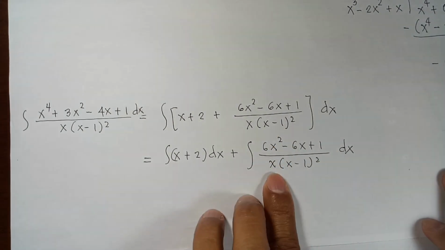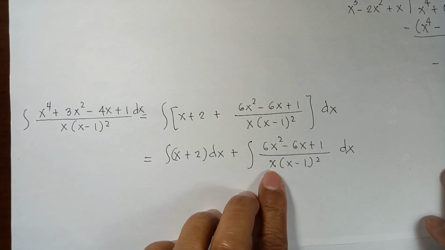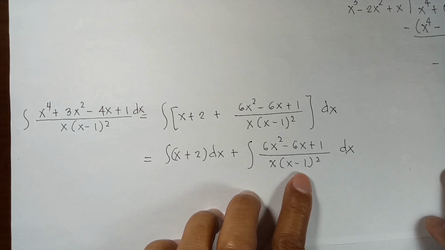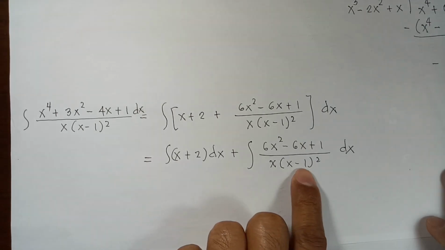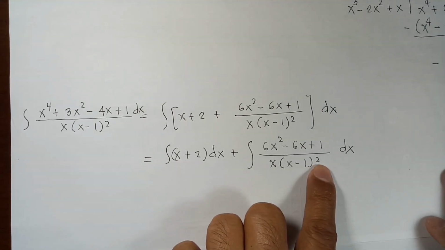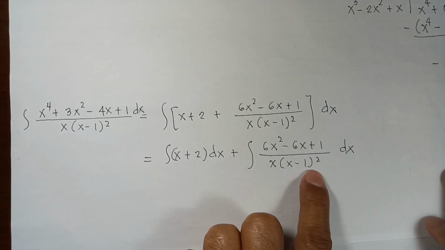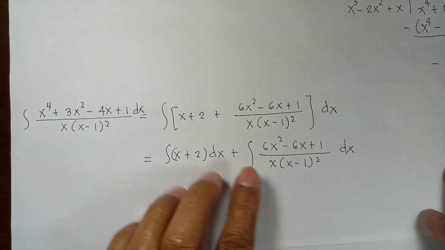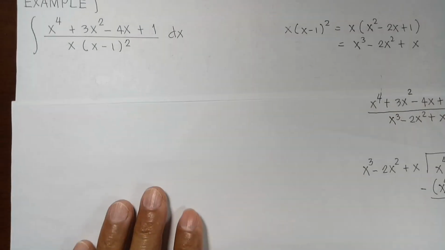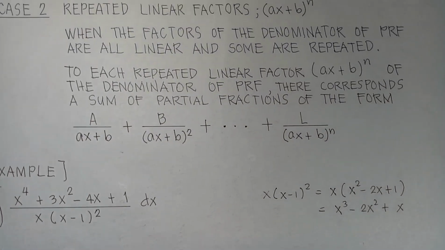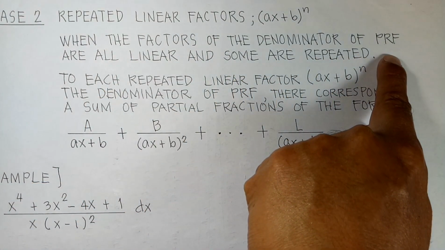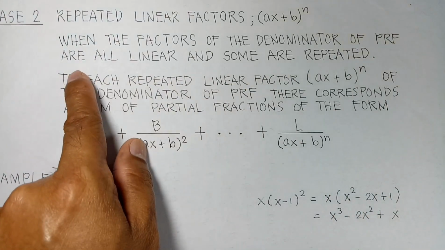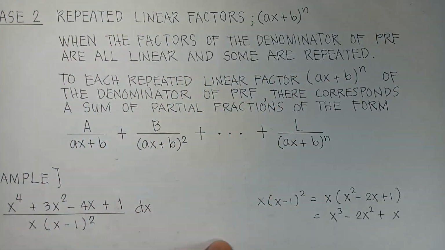After that, we are going to identify in which case this proper rational fraction belongs. At makikita natin yon sa ating denominator. So, ang ating denominator ay parehong linear factor, x and x minus 1 squared. At yung isa, yung x minus 1 ay inuulit. Repeated. x minus 1, x minus 1. Kaya siya under case 2. So, ulitin natin. Ano ba ang case 2? So, case 2, when the factors of the denominator of a proper rational fraction are all linear and some are repeated.